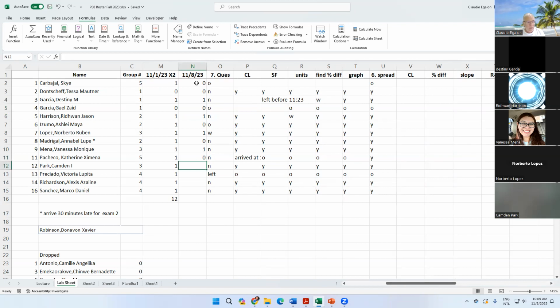I don't see Catherine. Camden is here, right? Is that Camden? 10:09. I'll give Camden attendance. Victoria Preciado. I don't see Victoria here. Alexis Richardson. I don't see Alexis. Marco Sanchez. Okay, thank you. 10:09. Okay, we have 6 students. Okay, good. With me, 7.